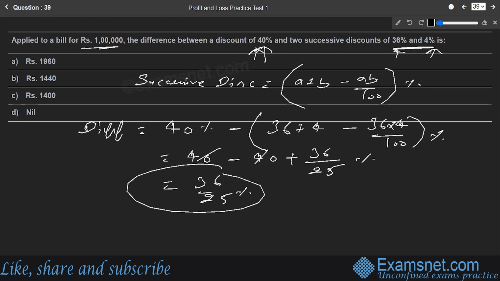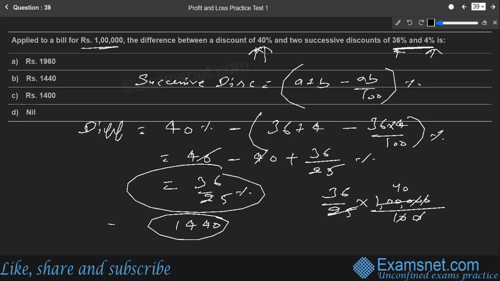We can find out the 36 by 25% of 1 lakh by doing 36 by 25 into 1 lakh. Because this is a percent value, we need to have 100 also there, because percentage is calculated by dividing by 100. If we solve this further, 25 can cut 1000 by 40, and this is 36 into 40, which comes out to be 1440. So the difference between these two discounts is nothing but rupees 1440.